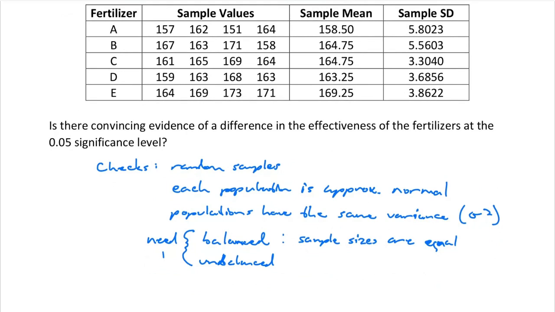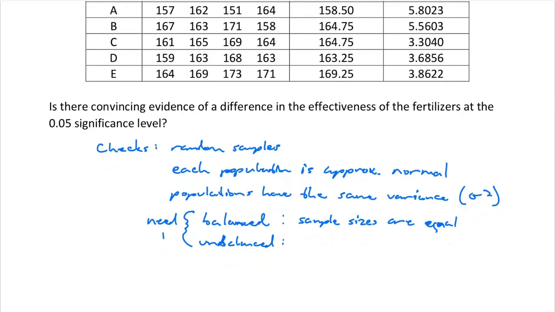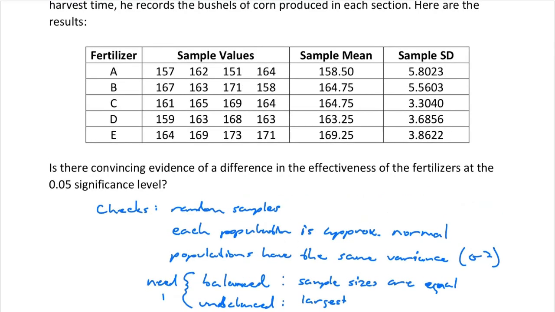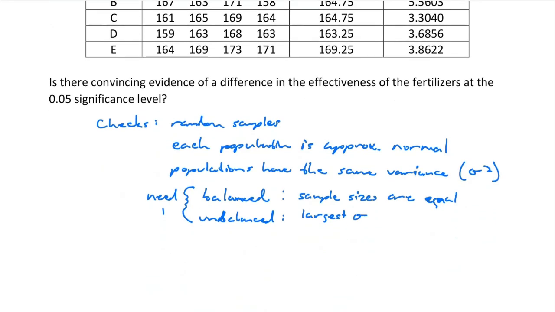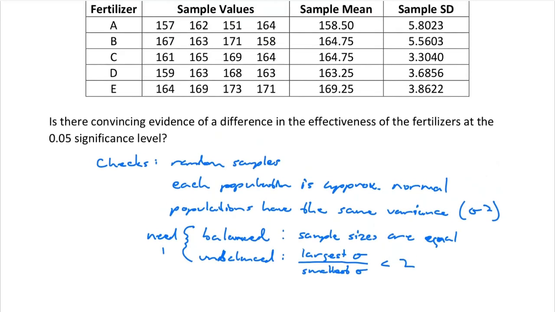We can say that they have the same variance. If your sample sizes are unbalanced, which is to say that they're not the same size, what you would do is take your largest standard deviation. This is why I have that standard deviation column. If we needed it, we could use that. We would divide the largest by the smallest standard deviation, and we'd want to make sure that number is less than 2. In other words, you just want to make sure that the largest is not more than twice the smallest. If it's not, then you pass this check.